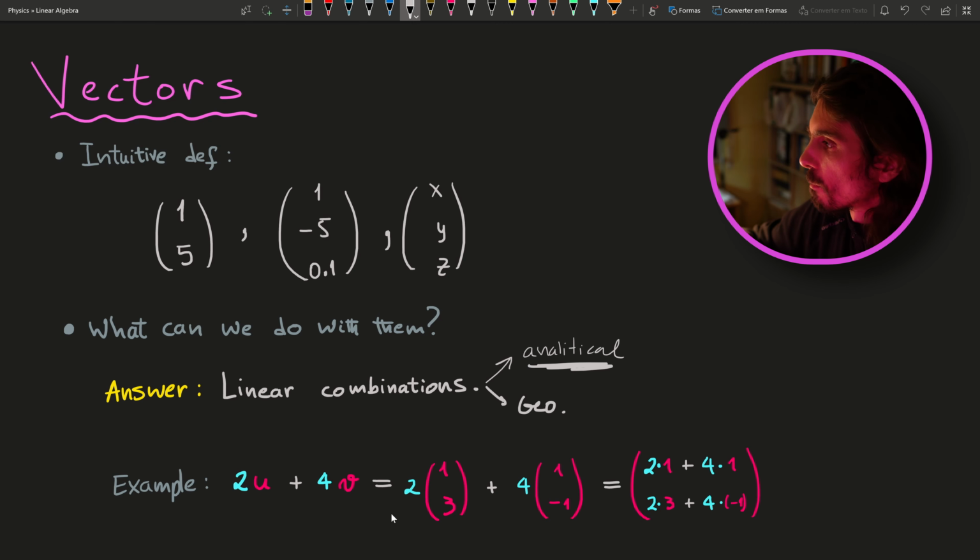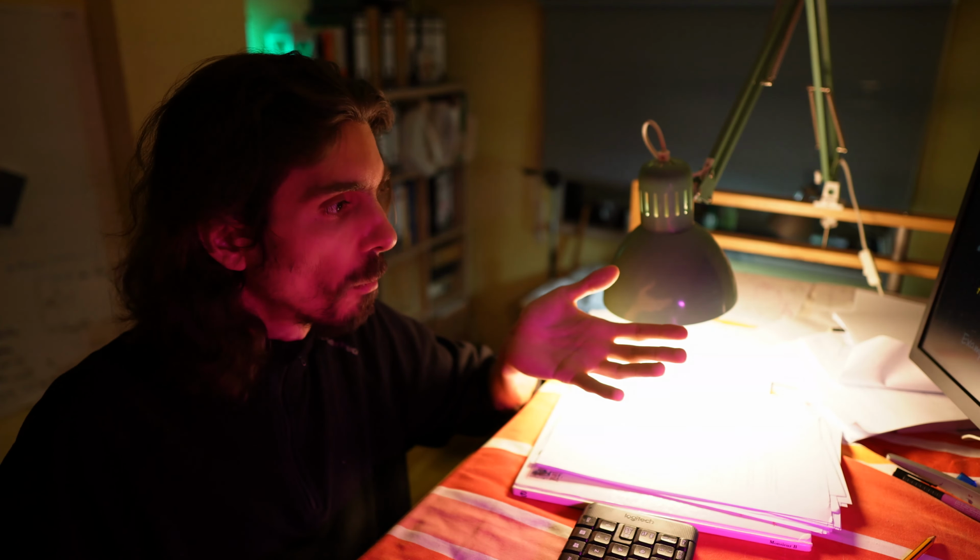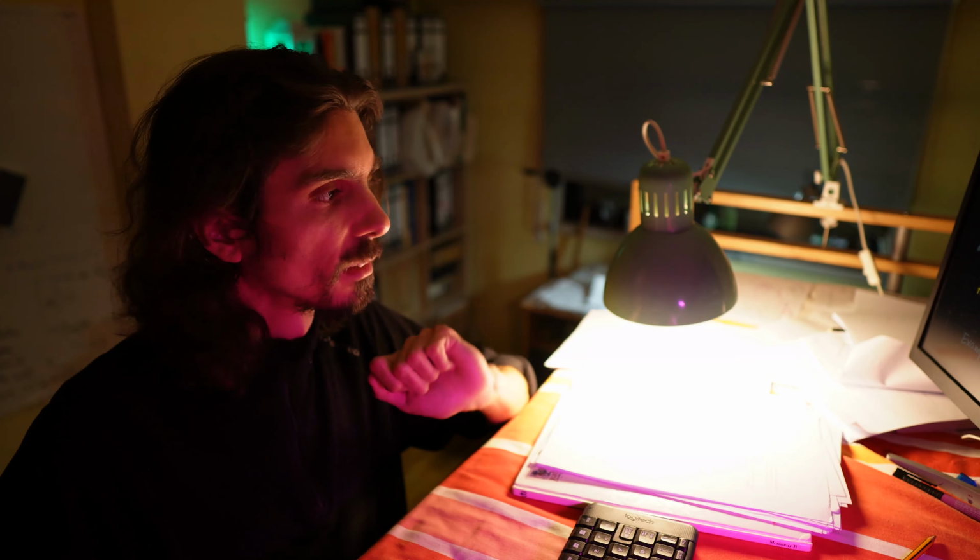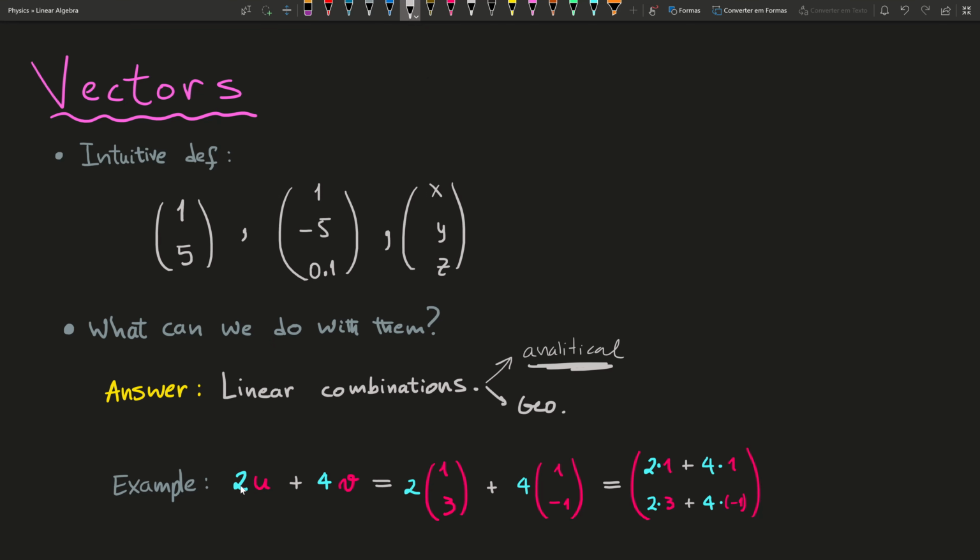I give you an example here. We find here 2 vectors, u and v. So u is an abbreviation for the column 1, 3, and v is an abbreviation for the column 1, minus 1. Again, an array of numbers with 2 entries. We are here multiplying the vector u by the scalar, the number 2, and multiplying the vector v by 4. And then we sum these two things.